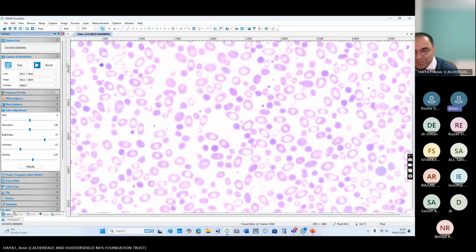This is not red cell pizza. Someone mentioned that this is a red cell pizza. This is not red cell pizza. So what are the findings in this blood film? Yeah, there is red cell anisopoikilocytosis. It's kind of a mixed population really. There are spherocytes, microspherocytes, polychromasia, and many hypochromic cells as well.